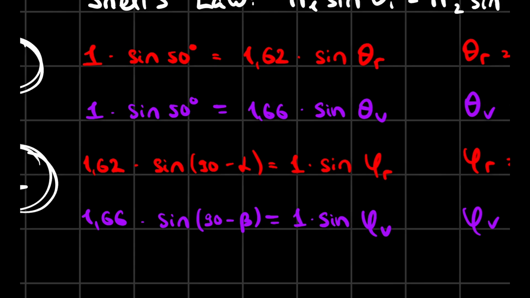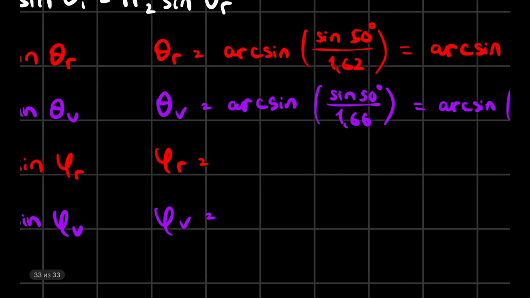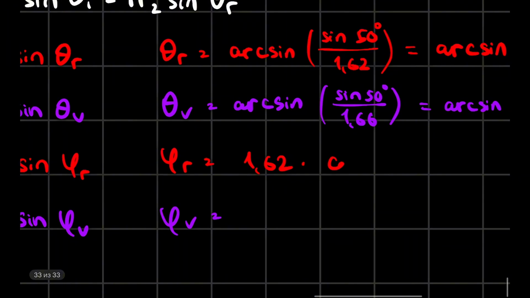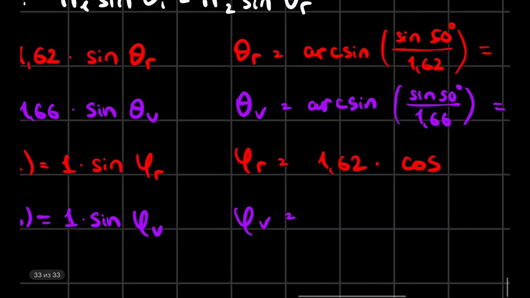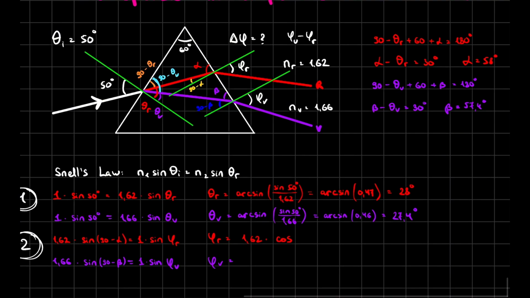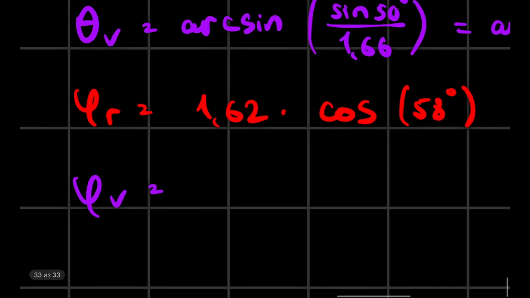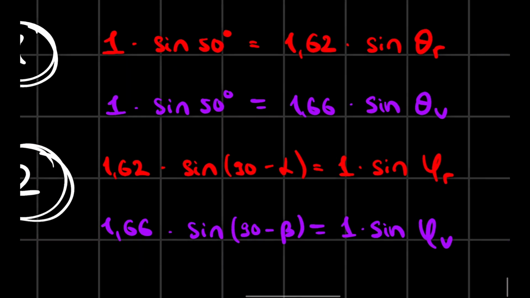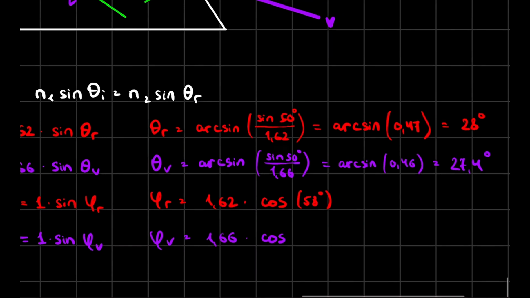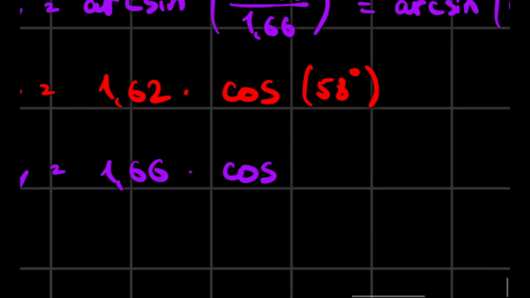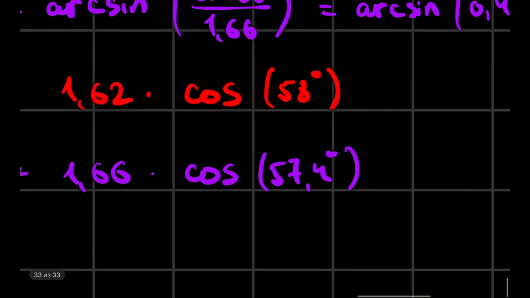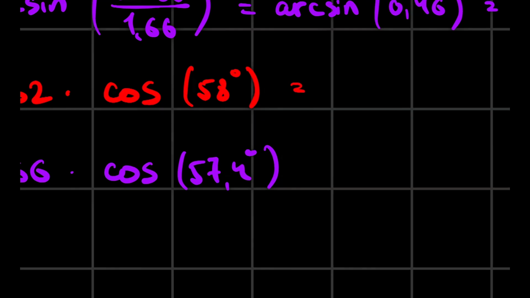Okay. Sine phi has the meaning of 162. Here, let me write it like this. Let me continue it. This is 162 multiplied by cosine, because sine 90 minus alpha gives us cosine alpha. The meaning of alpha we know is 58. This is cosine of 58. And here we have 166 multiplied by cosine again, because sine 90 minus beta gives us cosine beta. And our beta is 57.4 degrees. And the rest is just calculation.